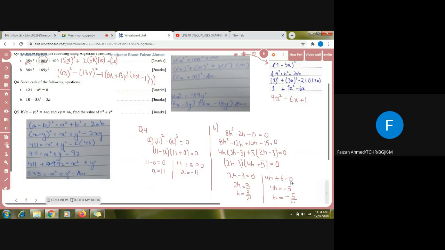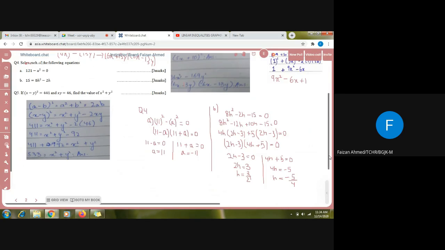4h plus 5 equals 0. This is positive h, this is positive 5. It will go to the other side and become negative 5. And this 4 is being multiplied, so it will go to the other side to get divided. The other value of h will be minus 5 upon 4. Since h has a square power, there will be two answers of h. The first one is 3 upon 2 and the other one is minus 5 upon 4. This was question number 4.